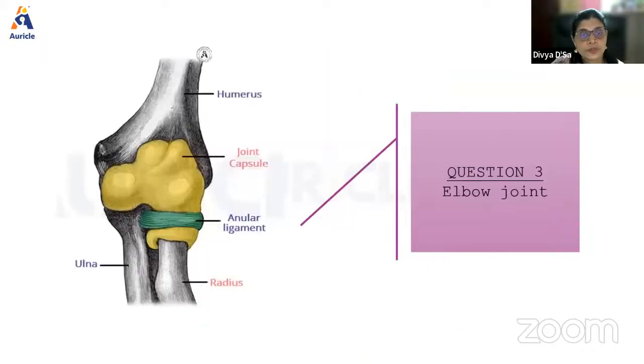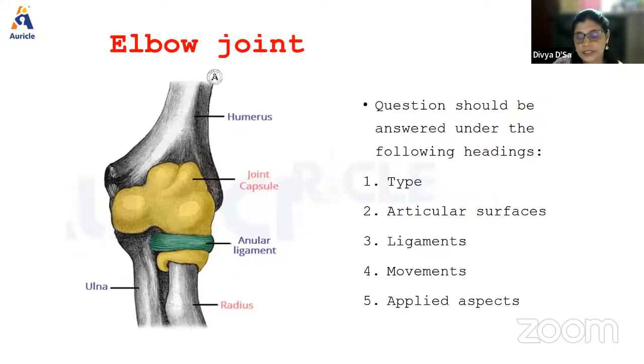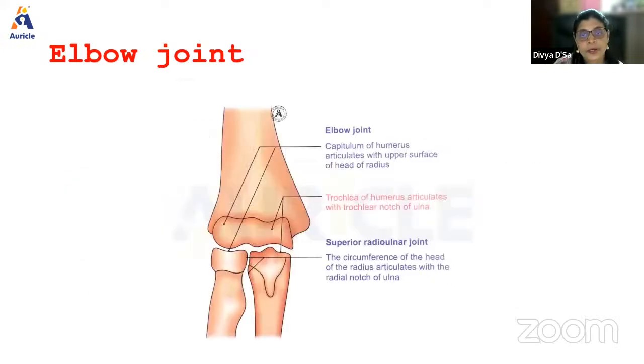Right. So moving on to the next question, the elbow joint. Any joint has to be written under these headings: type, articular surfaces, ligaments, movements, and applied aspects. So what type of joint is the elbow joint? It is a hinge joint, a synovial type of hinge joint.